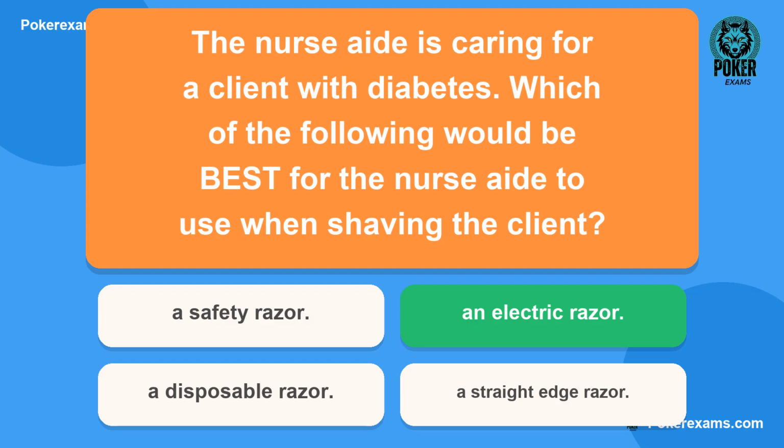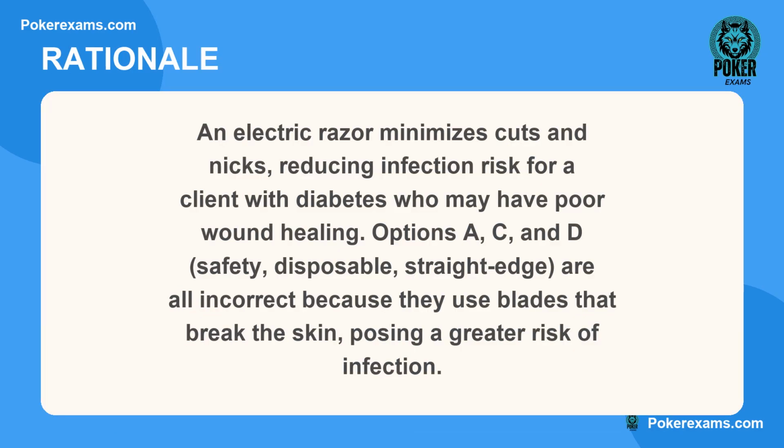The correct answer is B. Here is why. An electric razor minimizes cuts and nicks, reducing infection risk for a client with diabetes who may have poor wound healing. Options A, C, and D, safety, disposable, straight edge, are all incorrect because they use blades that break the skin, posing a greater risk of infection.